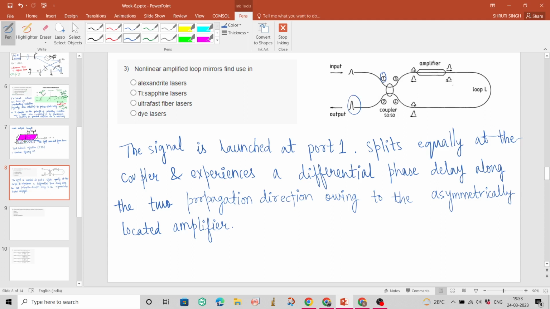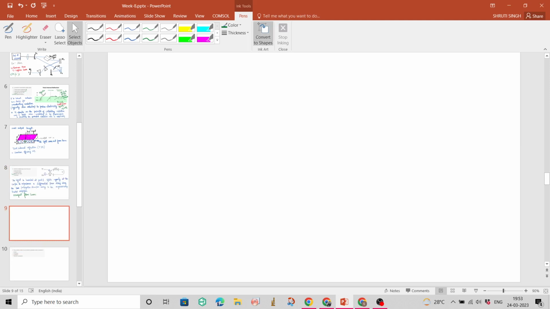So these nonlinear amplified loop mirrors are used in ultrafast fiber lasers. So let's see the construction of that. This has been discussed in the course. I'm just discussing it for the sake of revision.